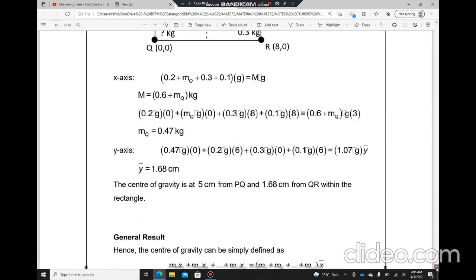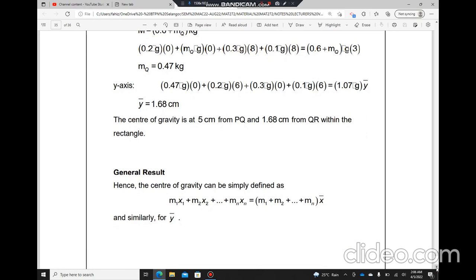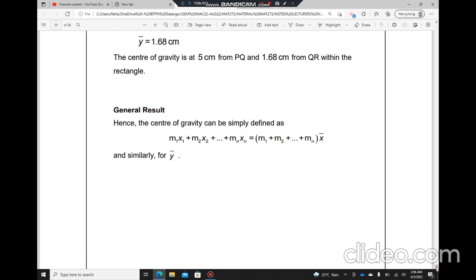Okay, so in general, the center of gravity can be simply defined as M1x1 plus M2x2 plus up to MNxn is equals to M1 plus M2 plus up to MN, times x. Similarly for y, this one only shows x, so for y we replace x with y. Okay, so this is how to find the center of gravity.